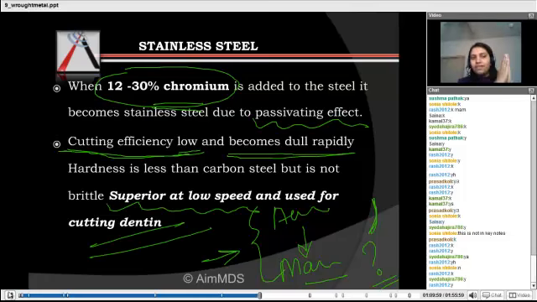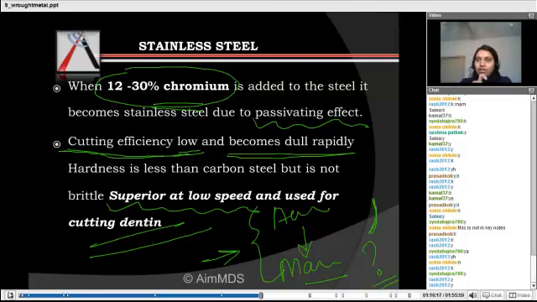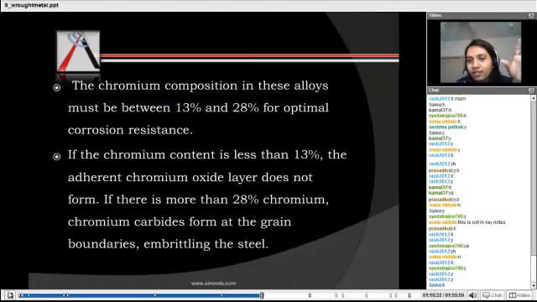So see the facts. We have carbide instruments that are used to cut enamel because carbide instruments are harder than stainless steel. But the edges of the carbide instruments are brittle, whereas stainless steel is not brittle. It will become dull, though, and it is not so hard. We use stainless steel at low speed and carbide at high speed. For dentine, stainless steel; for enamel, carbide. These are the MCQ facts over there.